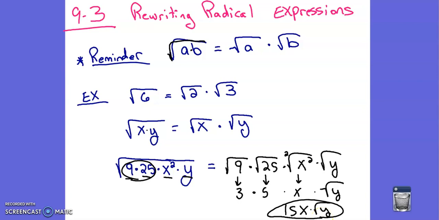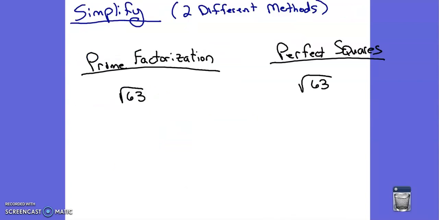So we're going to start simplifying each one of these square roots, starting off kind of simple. I'm going to show you two different methods. Anytime a math teacher shows you two different methods, it's not to confuse you. It's because we are all created differently and we all think differently. Some of you may choose the prime factorization method, and some of you may choose the perfect squares method.